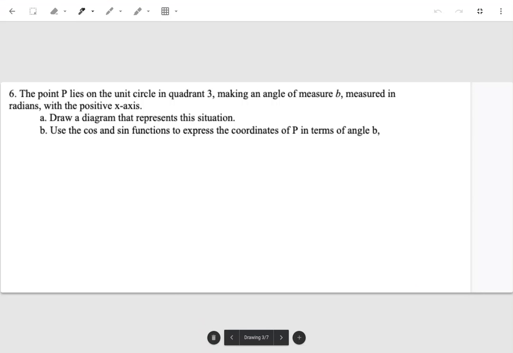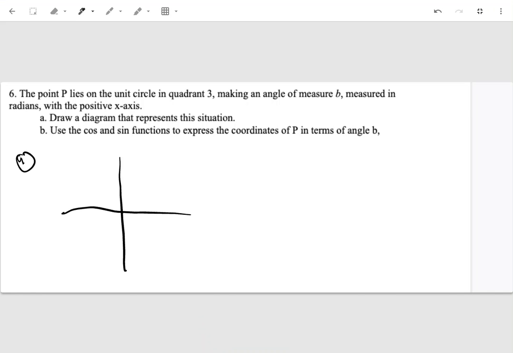Number 6, the point P lies on the unit circle in quadrant 3, making an angle of measure B measured in radians with the positive x-axis. A, draw a diagram that represents this situation.